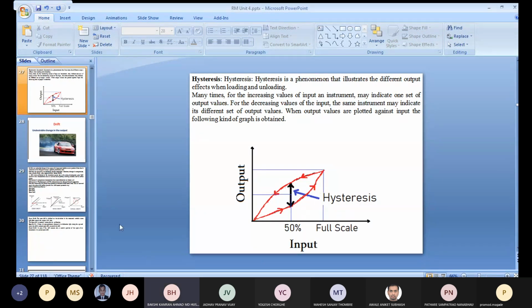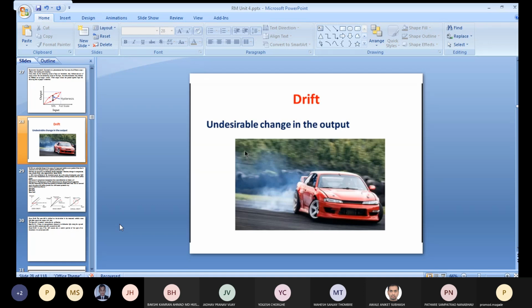Now this is about hysteresis, of course, the input by output graph. Next will be the static characteristic: drift. Drift is nothing but a sudden or unexpected change; that we call a drift. As an example, I have quoted one diagram or graph, one photo. Unexpected things will occur because of the situation. So that we call an undesirable change, that is a drift.